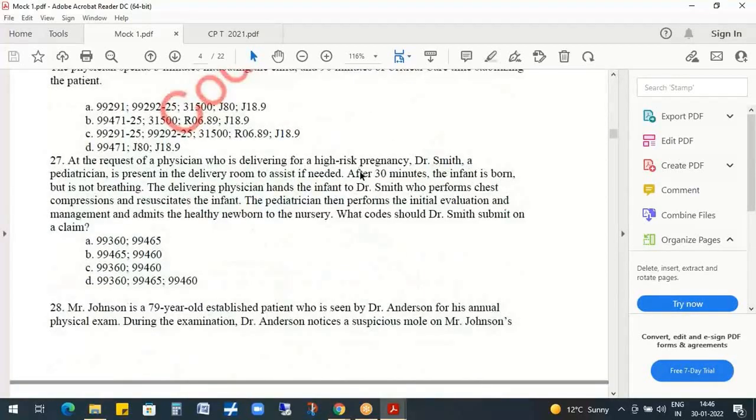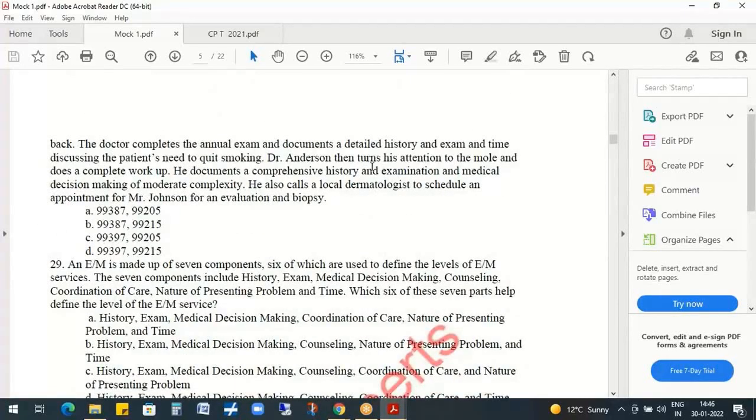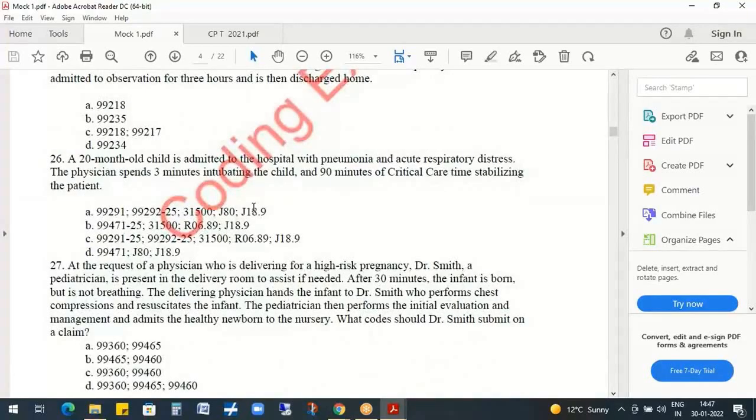Question number 24 to 30. Text your question numbers. Question number 24 to 30. 26.